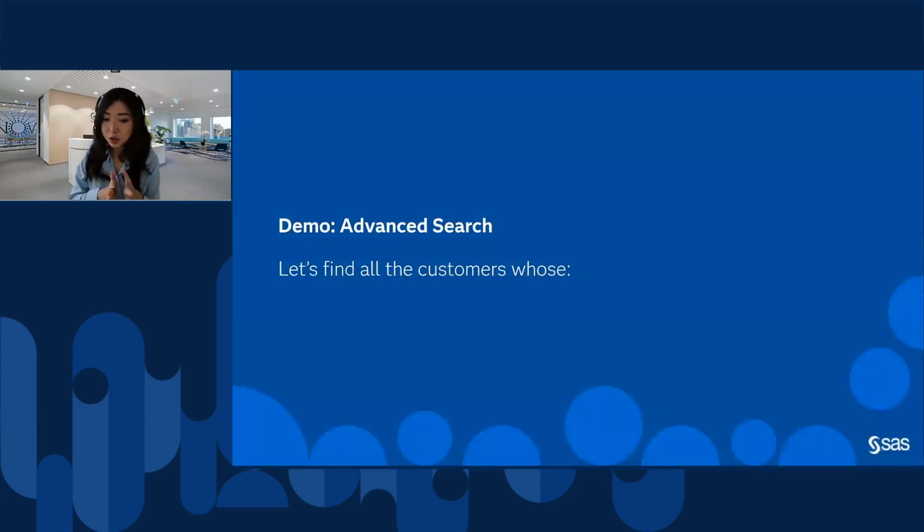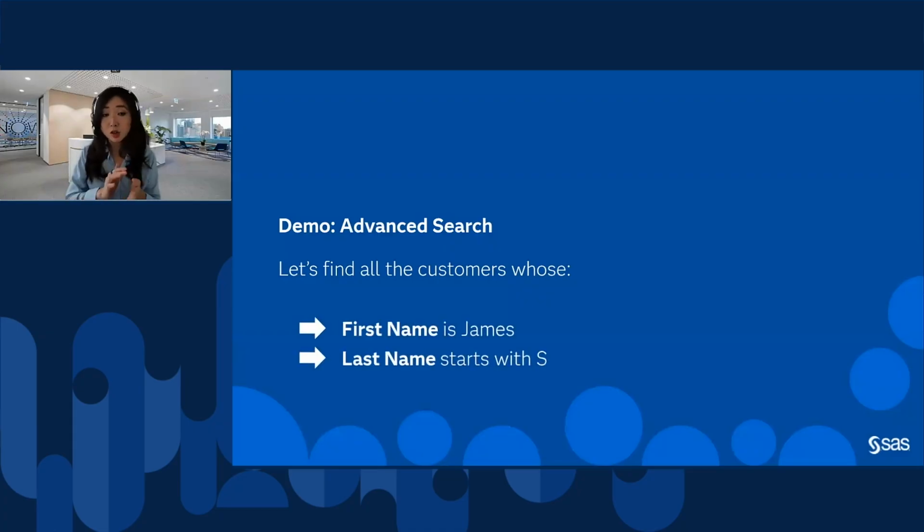Okay, now let's do a last demo of advanced search, where we're going to use the advanced search feature to find all the customers whose first name is James, whose last name starts with the letter S, and who live in either London or Birmingham. Sharing my screen one last time.